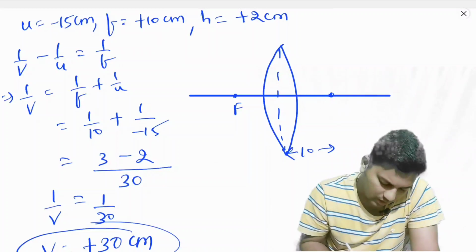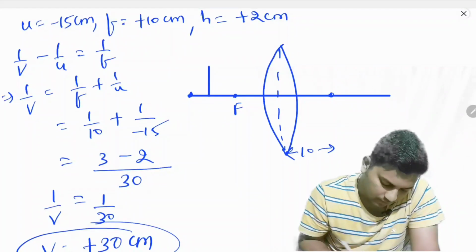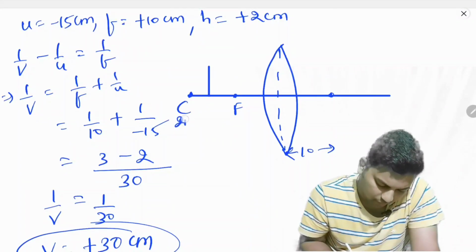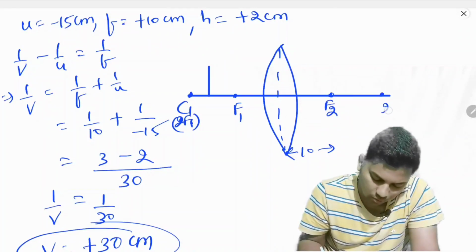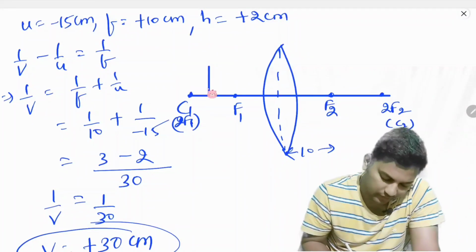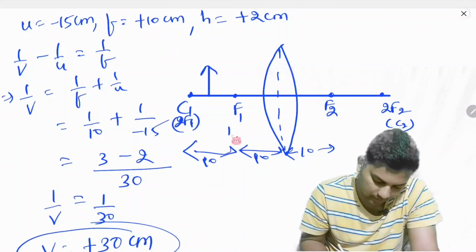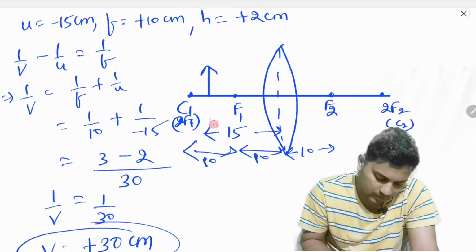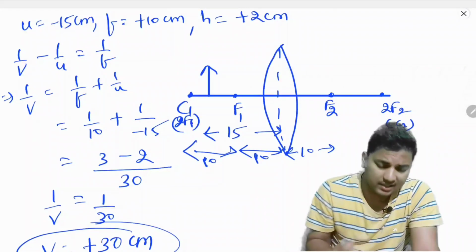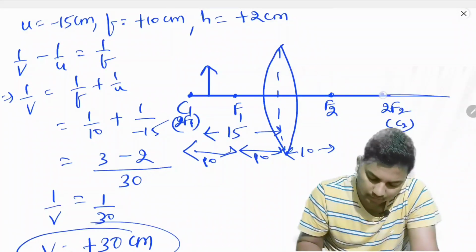Clear? So our object is placed somewhere here. This one is center, that is 2f1, or C1. This one is f2, and this one is 2f2, that is C2. So if object is placed between C1 and F, because this one is 10 and this one is 10, our object will be at 15 centimeter, here. So the object is placed at 15 centimeter towards the left of the lens, so we will be getting our image beyond 2f2.